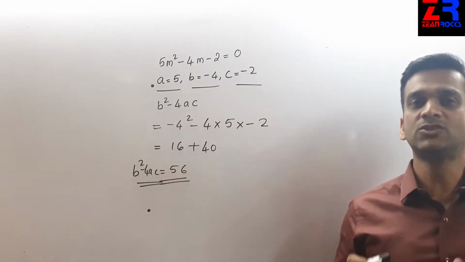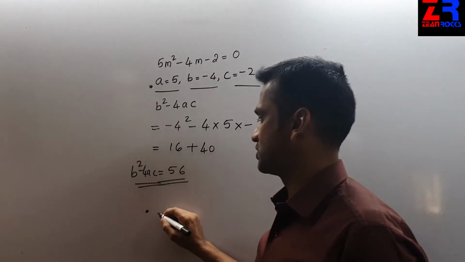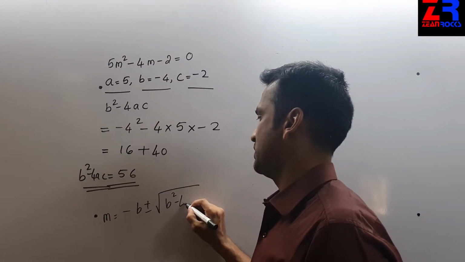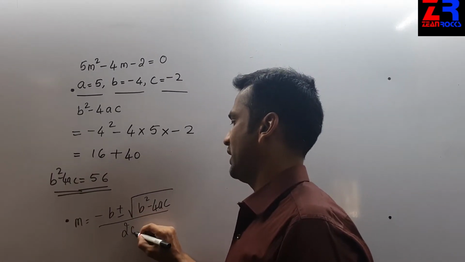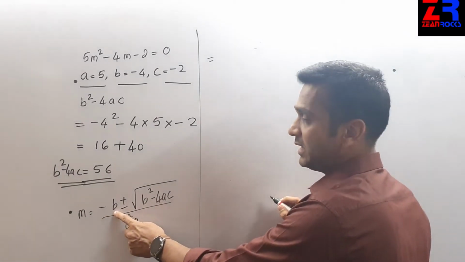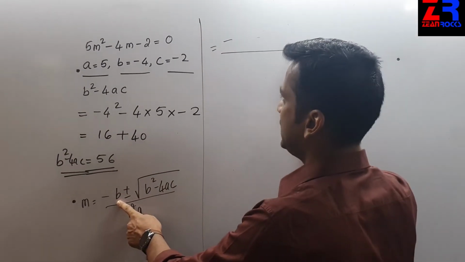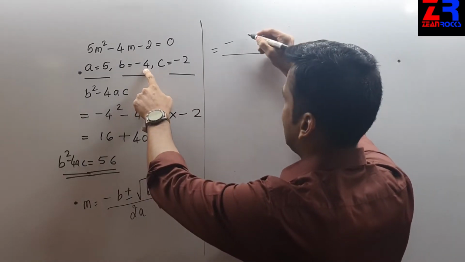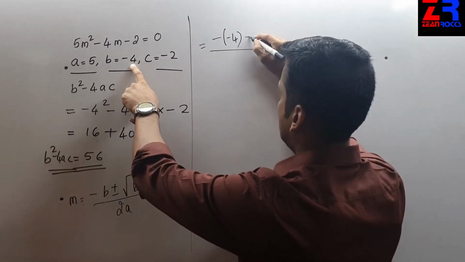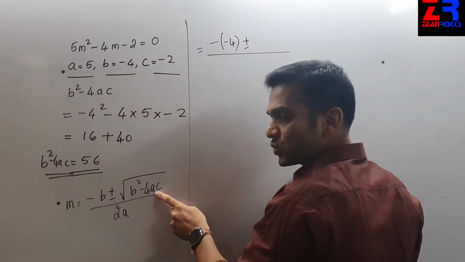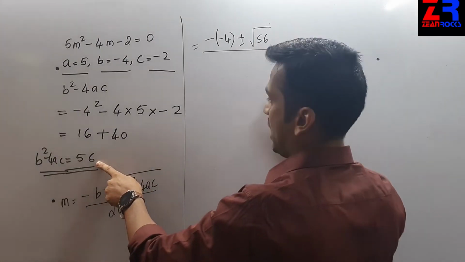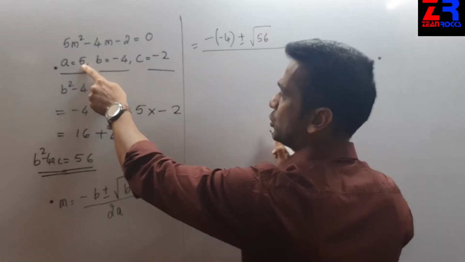The next part of the sum is using the formula. The formula goes this way: m is equal to -b plus minus √b square minus 4ac upon 2a. Minus b. What is the value of b? Is -4. So you have to keep the bracket. Minus b plus minus √b square minus 4ac already you have got as 56 upon 2a means 2 into 5.